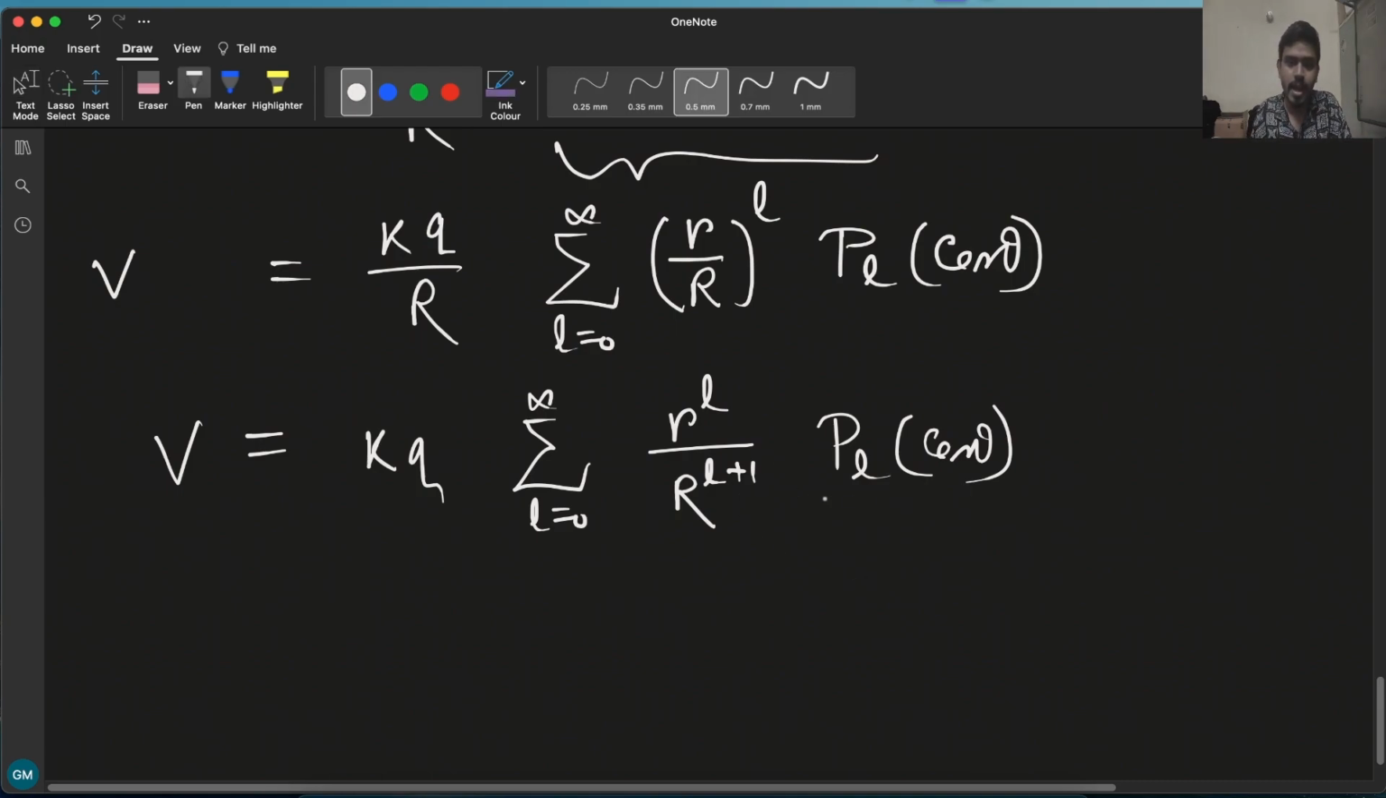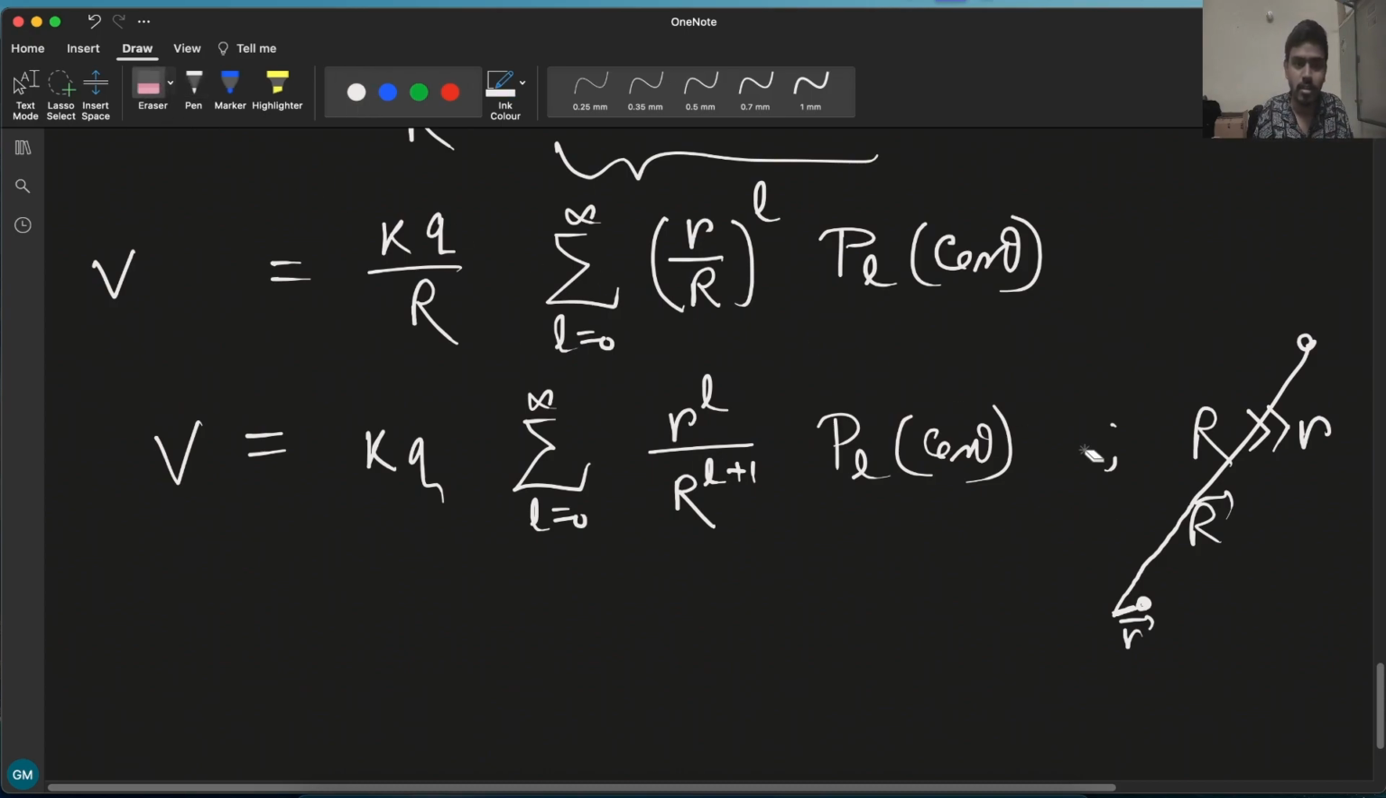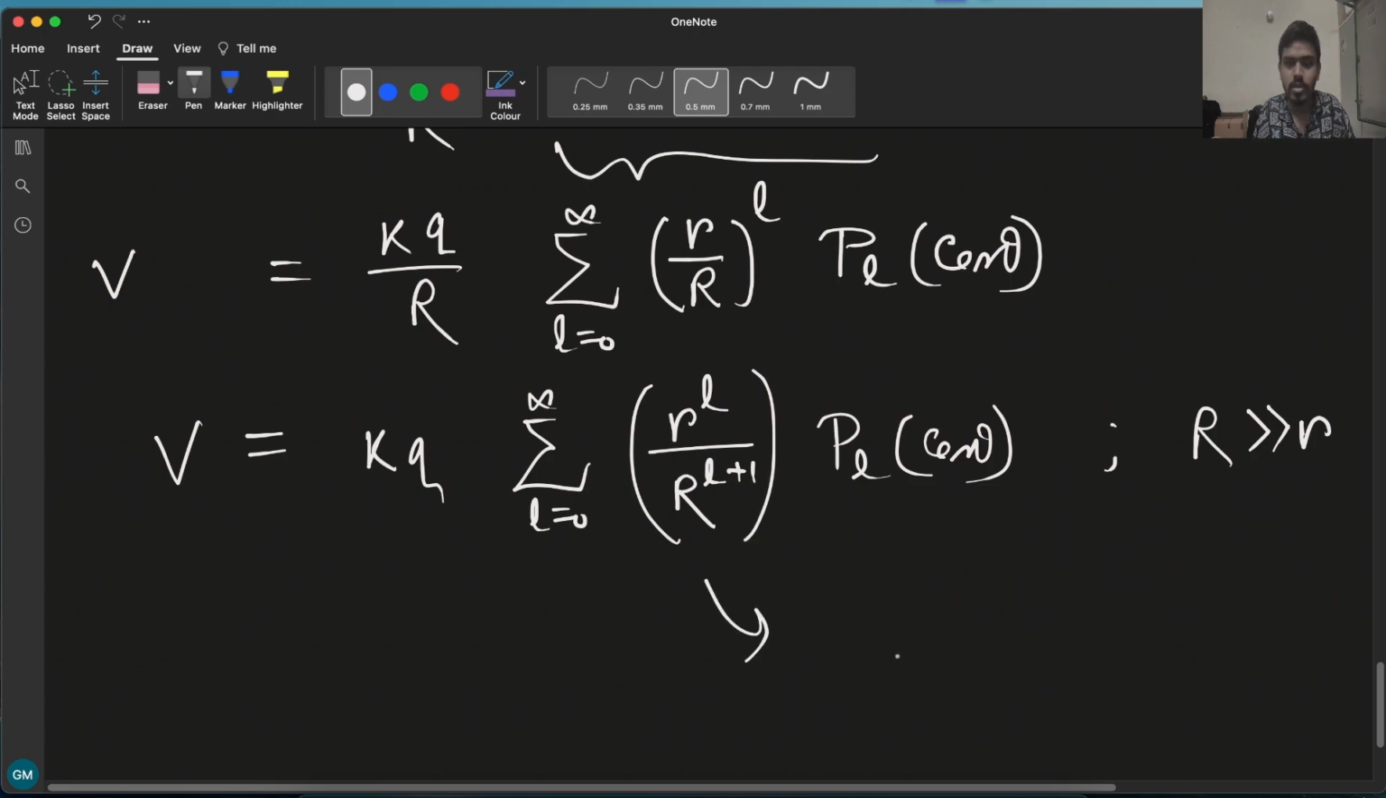Okay, and this capital R is usually much greater than small r. So if our origin is very near the source charge, and we want to know the effect of the source charge very far away from the origin, that is the capital R, and this is the smaller r. So in those cases, this term will be much less than 1.